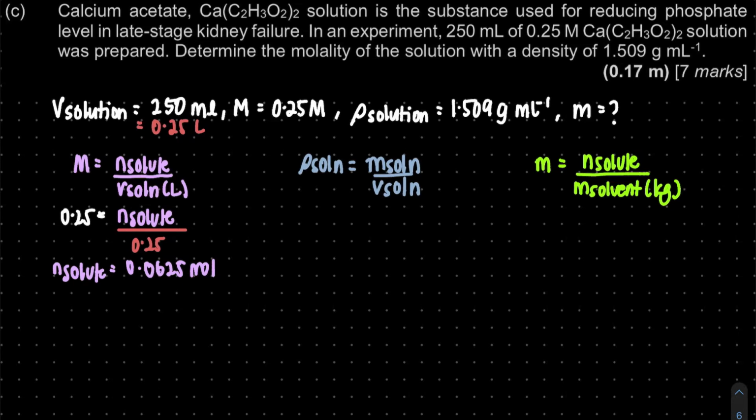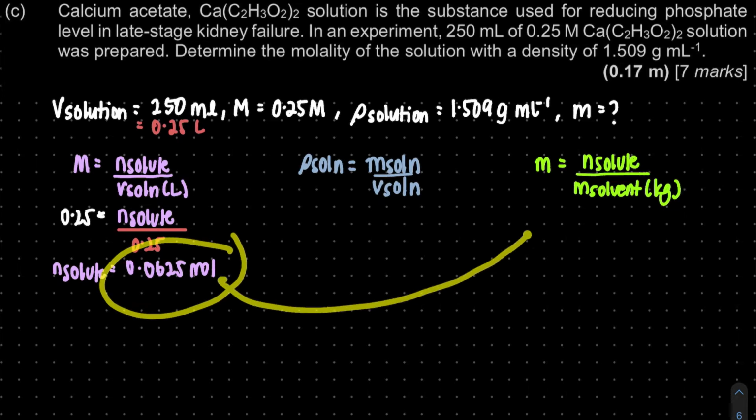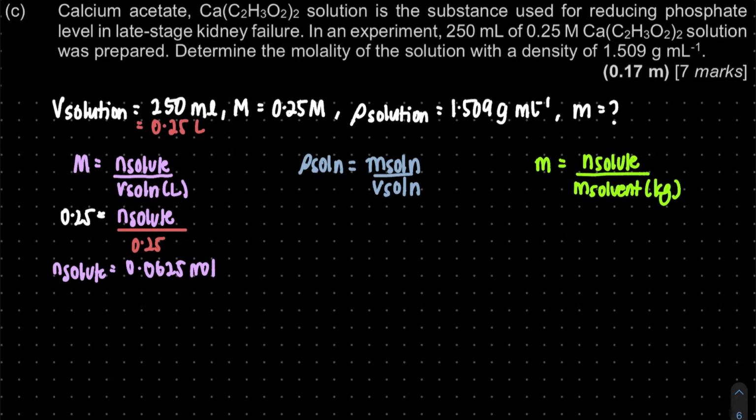So it's very important for you to write down the unit as well. If you got the right answer but you didn't write down the unit, or wrote the wrong unit, you will not get the marks. So with the number of mole of solute, we can find out our molality. Next, we're going to find out the mass of solvent. But what we have now is only the mole of solute.